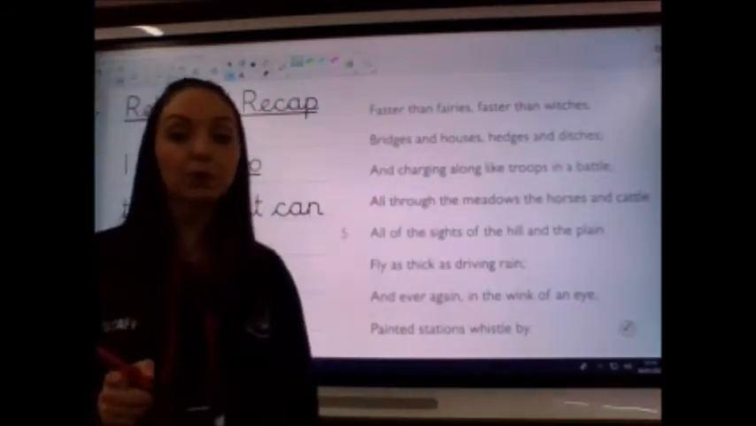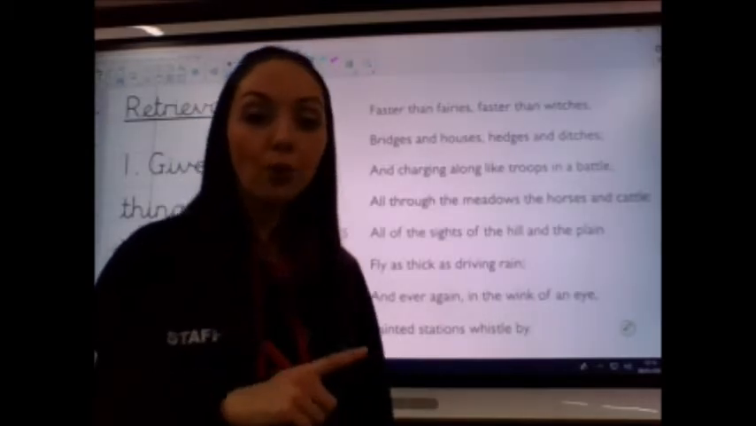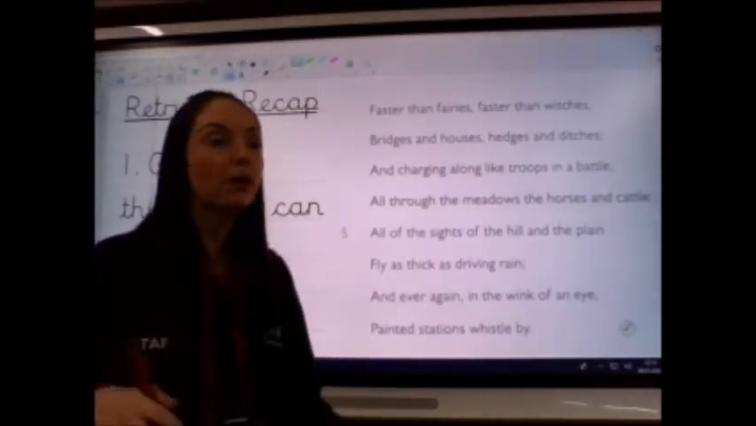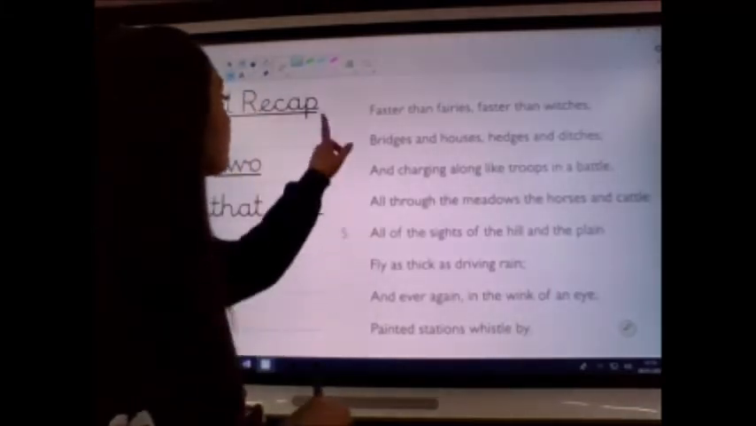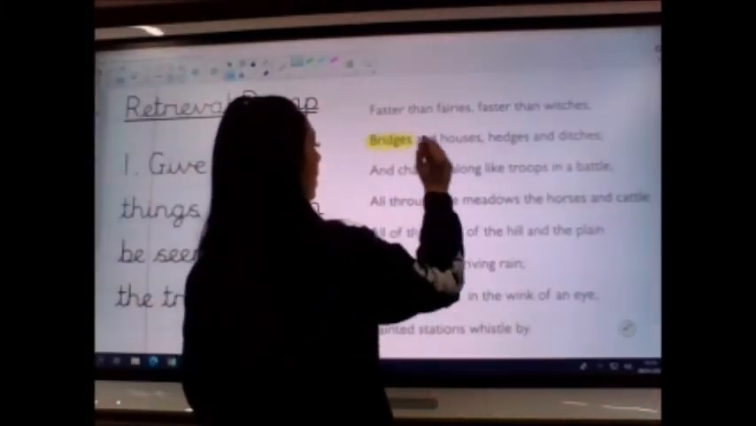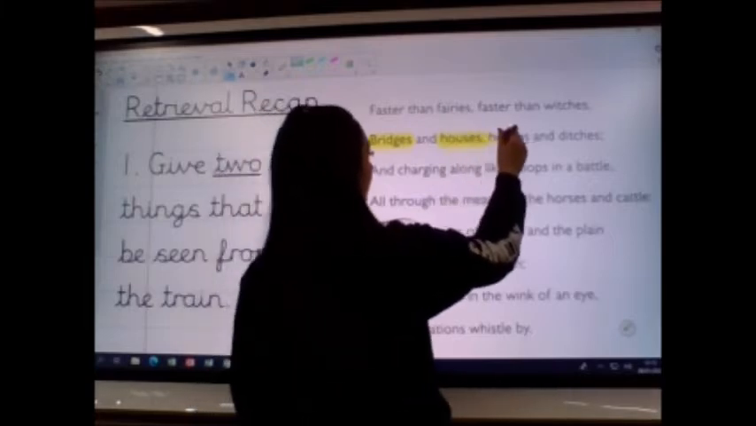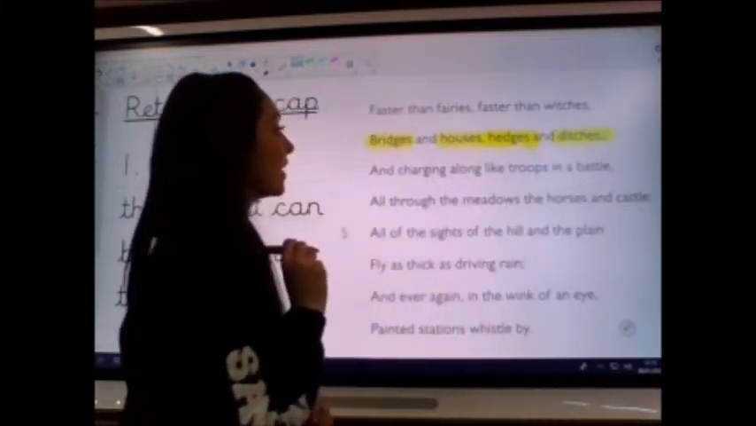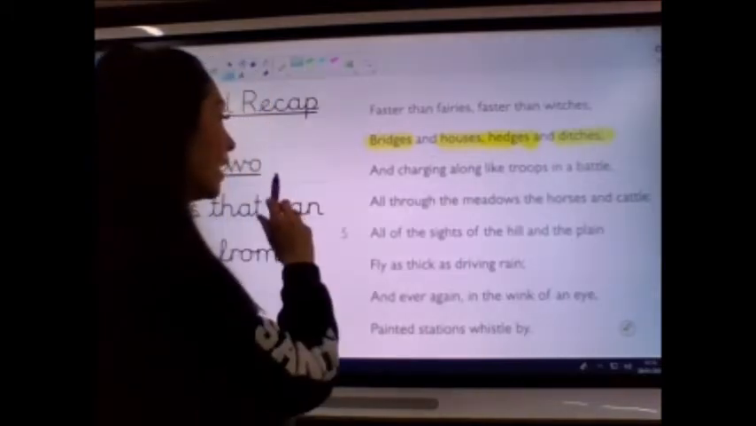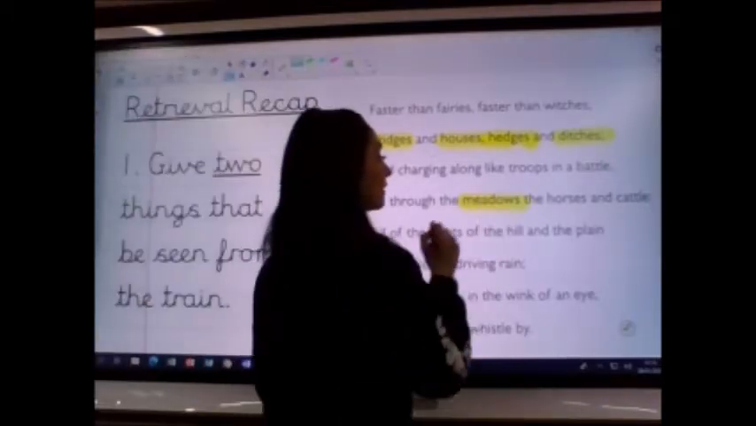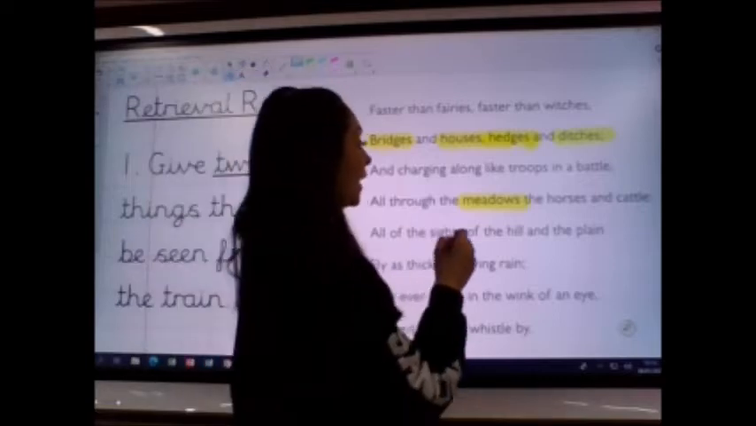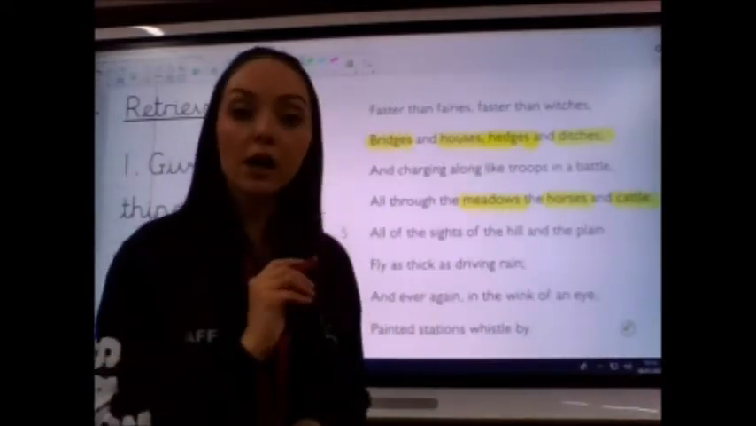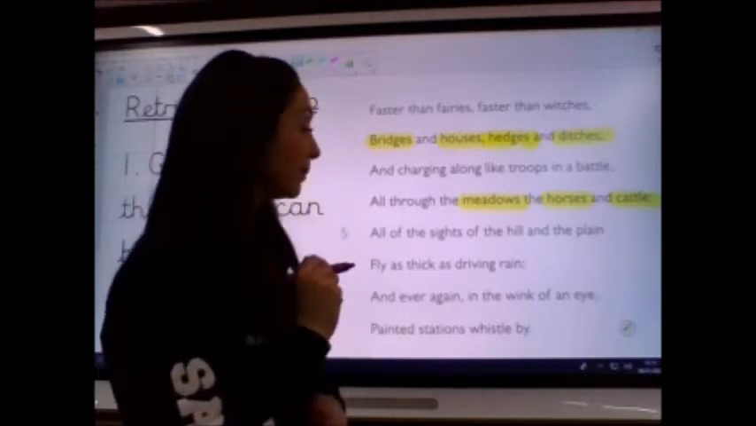Okay, so I'm going to go through now and highlight all of the things that we can see from the train, or the people on the train can see. So, bridges is one, houses is one, hedges and ditches, they're all things that can be seen. The meadows, that's like fields, isn't it? Horses and cattle, so cattle are like cows and sheep.